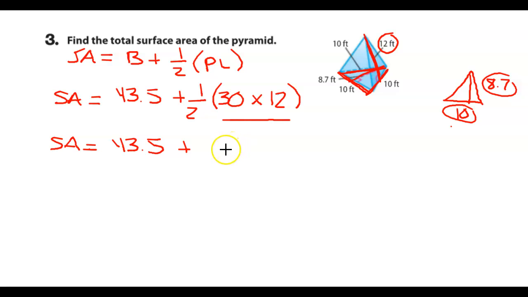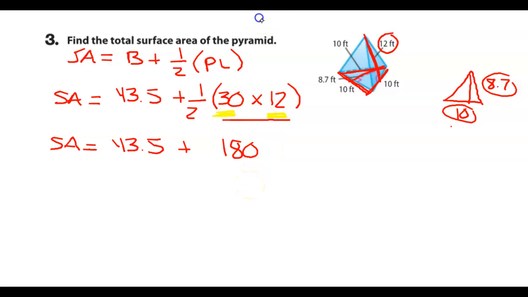You get 180. If you did not want to do it that way, again, you can take half of 30, which would be 15, and you could do 15 times 12. That would give you 180 also. If you wanted to take half of 12, that would give you a 6, and you could do 6 times 30. And that would also give you 180.